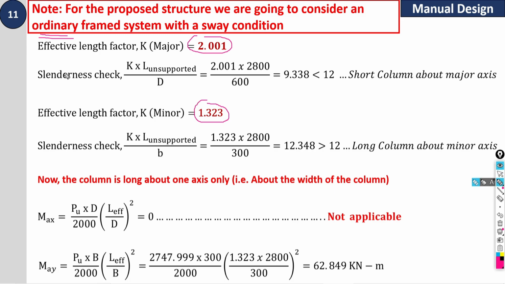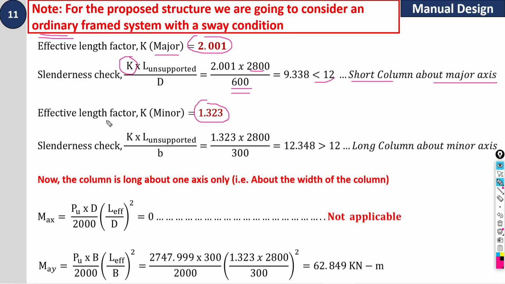So what we are talking about? Yes. We have decided the frame as a sway condition, so effective length factor as 2.001 about the major axis. Now slenderness check, whether our column is a long column or short column. Effective length factor is multiplied with the unsupported length, 2800, divided by the overall depth of the column. After doing this calculation, our ratio is less than 12, which means our column is a short column about the major axis.